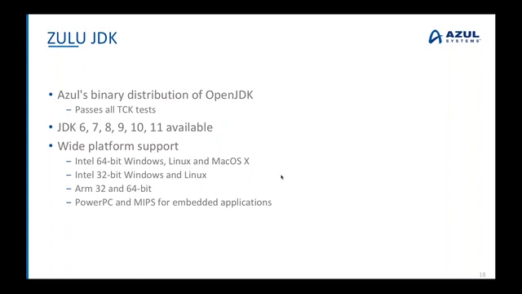We've got the normal 64-bit versions of Windows, Linux, and Mac on the standard Intel architecture. We've also got 32-bit versions of those for Windows and Linux, because we have some customers who are still running on older versions of the operating system and need a JDK that will work with that. And then we have ARM32, ARM64, PowerPC, and MIPS versions if you're looking to work on embedded applications. One thing I would say is at the moment, on the embedded side of things, Zulu does not support Mission Control or Flight Recorder. It's only the Intel versions that do.